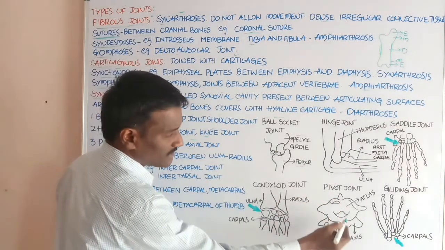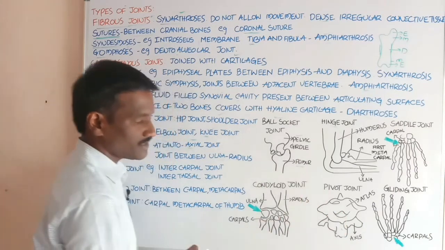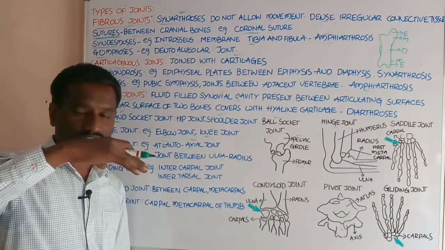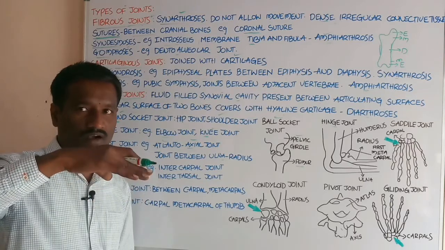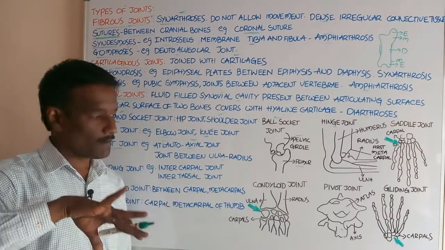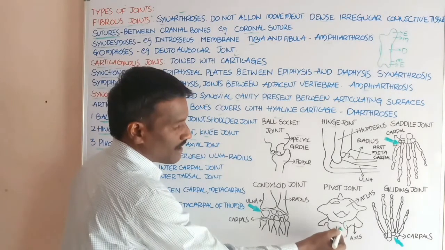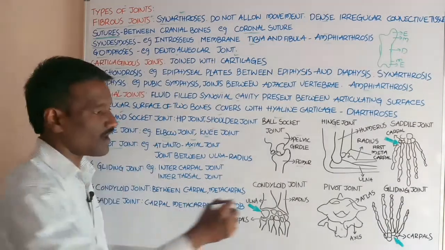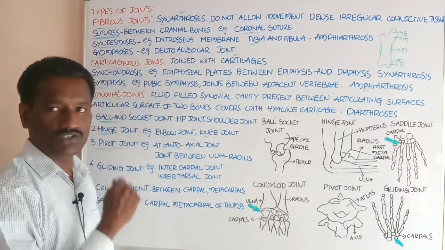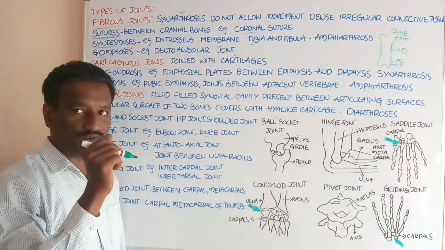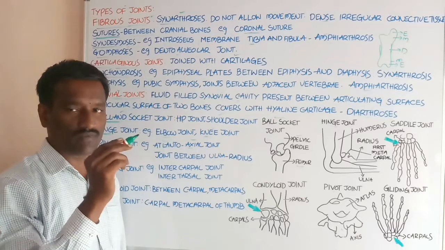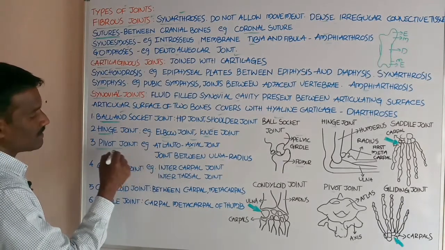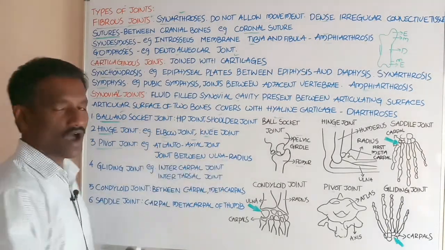The axis has the strong odontoid process, and if you observe the middle part of the atlas, there is a canal-like arrangement, called the odontoid canal. The odontoid process of the axis is fixed in the odontoid canal of the atlas and forms the joint. This is the pivot joint. Pivot joint allows the free rotational movement of the head. Next, another example for pivot joint is the joint between ulna and radius.